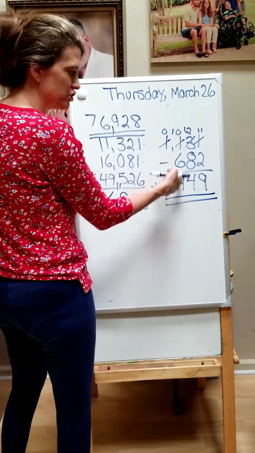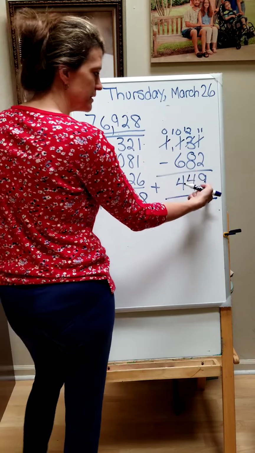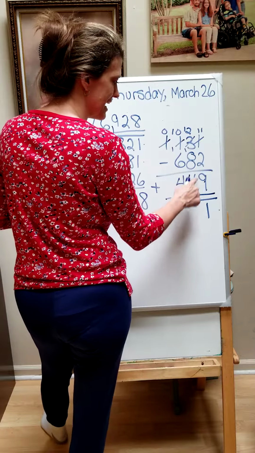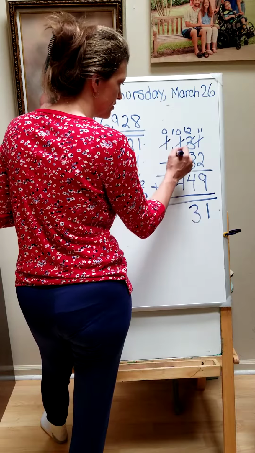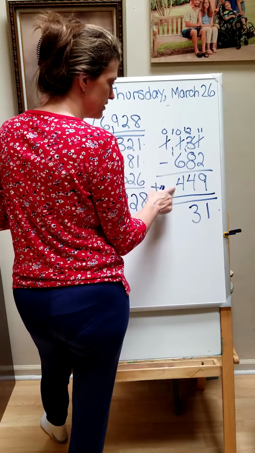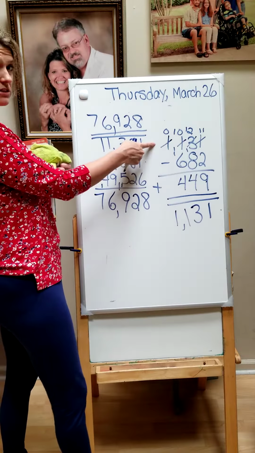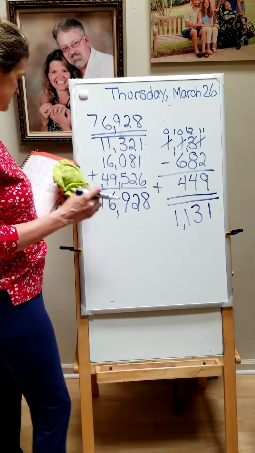to add these 2 right here. 2 plus 9 is what? 11. Put a 1, carry your 1. 1 plus 8 is 9, plus 4 is 13. Put a 3, carry your 1. 1 plus 6 is 7, plus 4 is 11. 1,131 is the same thing we started with, so then our answer is correct.